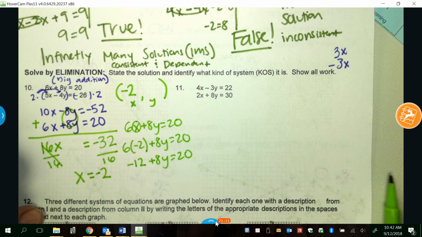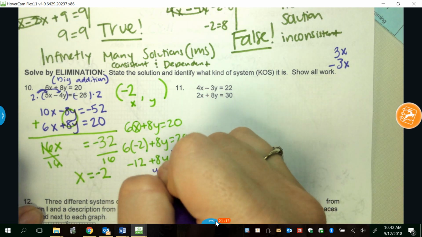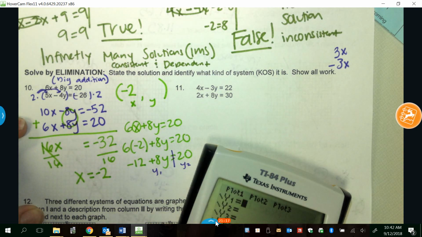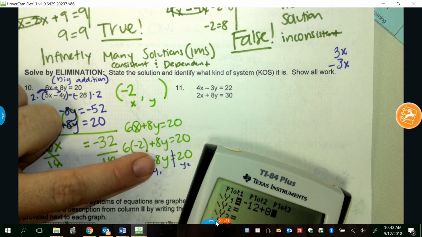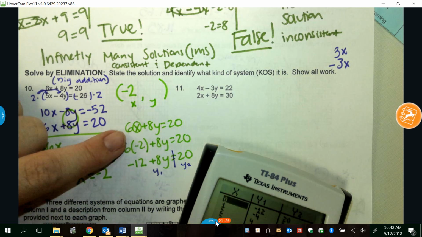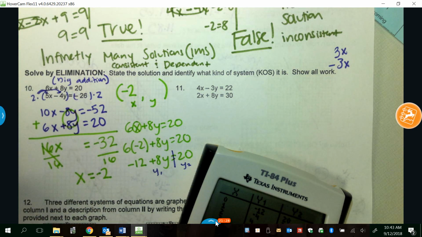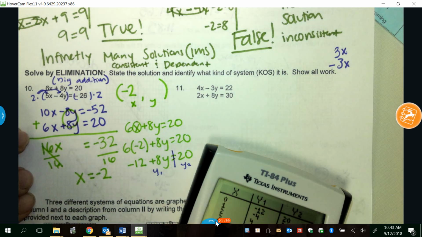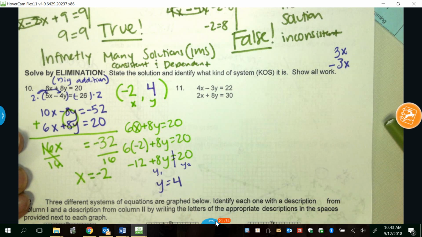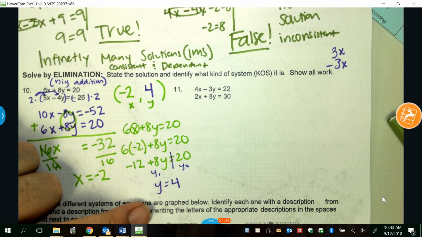I don't know if y'all remember, but I did show y'all how to do these in the calculator. So you can plug this side in y1, this side in y2, and see where they match. So I have negative 12 plus 8, now I can't type y, so I'll type x. And the other side will be 20. I'm looking for where y1 and y2 match, so it's 4. See, 20, 20, so the answer is 4. So y equals 4.